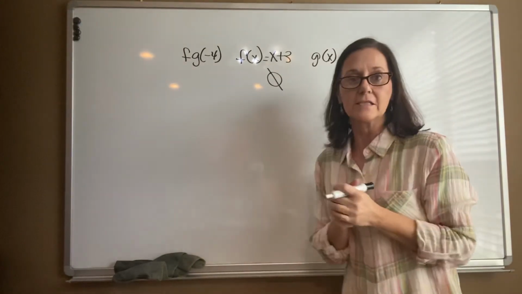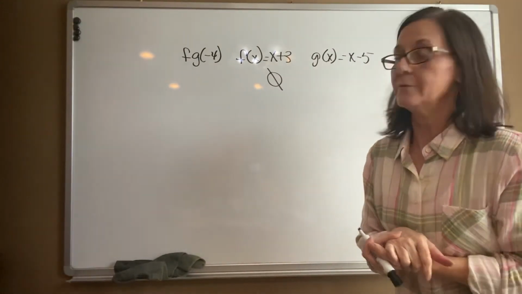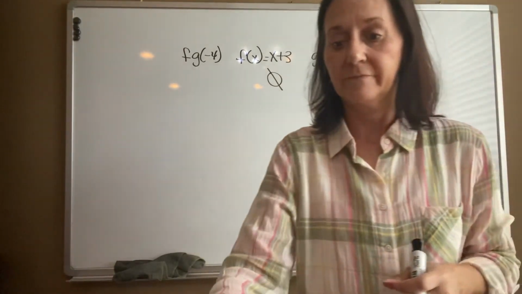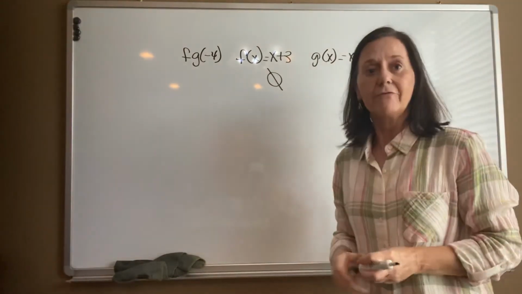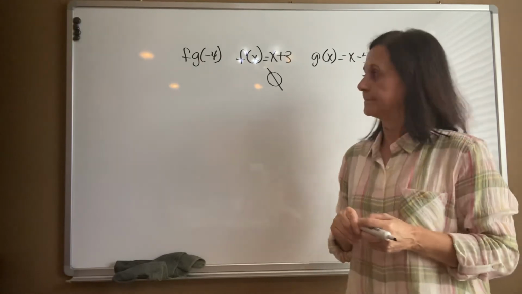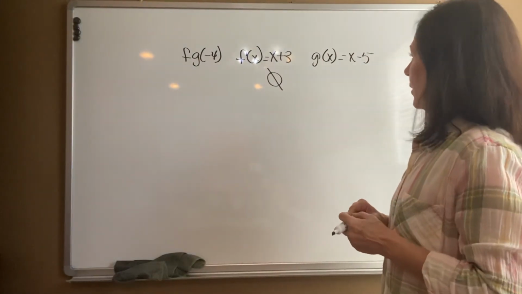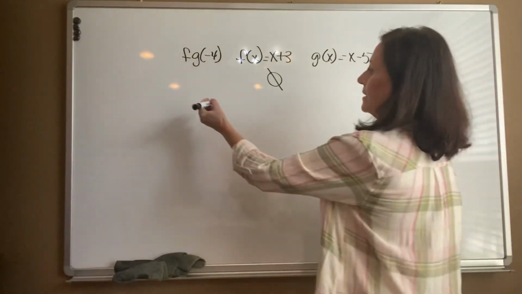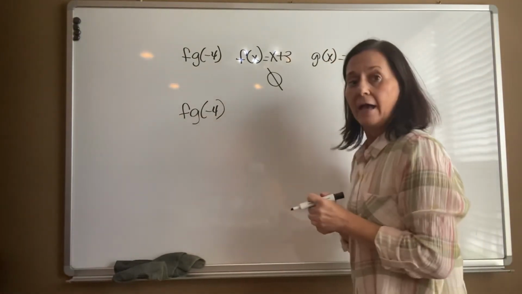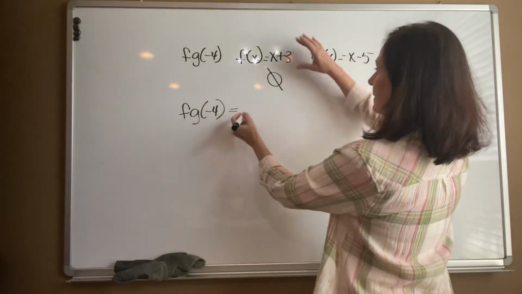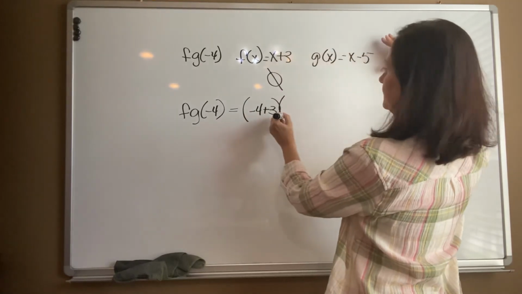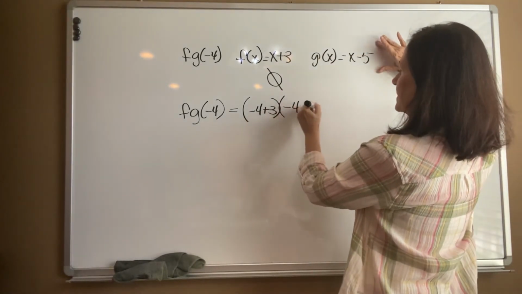I've shown you guys this before, but we're going to work this one anyway. We're going to assume that the domain is reals for both of them. Why? Because these are linear functions. The domain truly would be all reals. All right, so we're actually going to work this. So f times g, when I plug in negative 4 for x, is going to be negative 4 plus 3 times negative 4 minus 5.